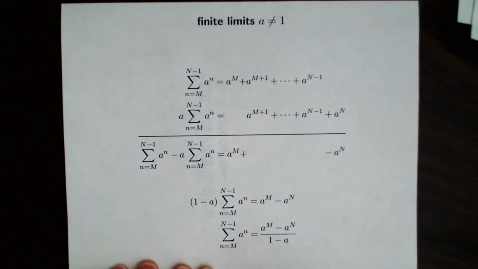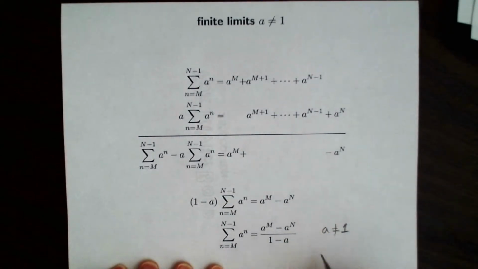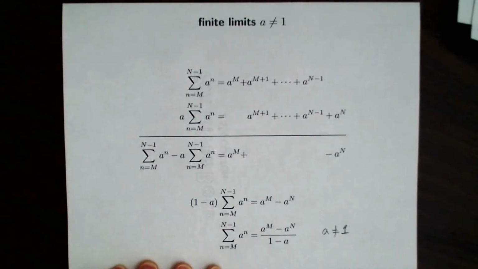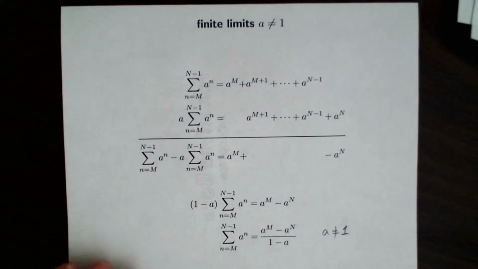You can also see why we are very cautious about saying things like a not equal to 1, because if a was equal to 1, we might think something very bad is happening in this expression, because we would have 1 minus 1 in the denominator. But we already know that it's not appropriate to use this formula when a is equal to 1. We'll just go back and use the other formula, which gives us n minus m. Okay, so we've safely derived this formula.